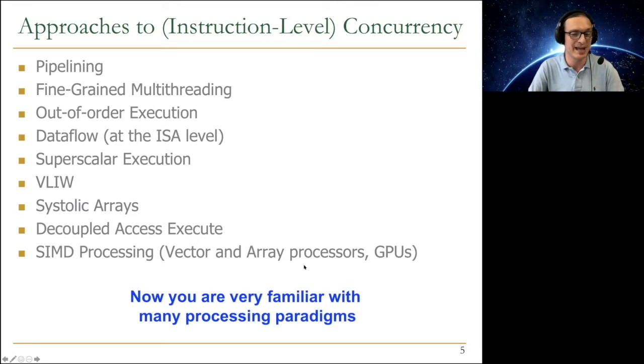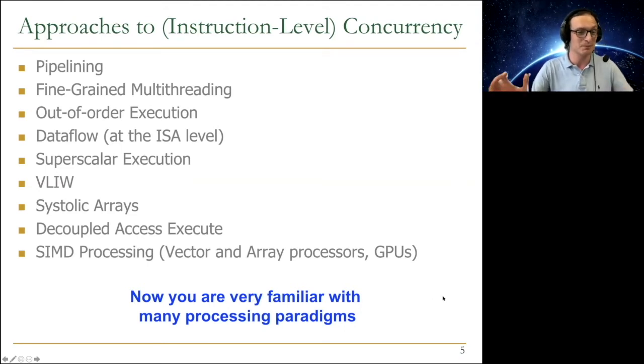For example, we ended up with the GPUs. GPUs clearly combine SIMD processing concepts with concepts from fine-grained multi-threading, and they clearly employ pipelining, etc. So they have a combination of these concepts. We covered systolic arrays, for example. They also use a combination of concepts, but they're very different. So hopefully you're familiar with many processing paradigms right now.